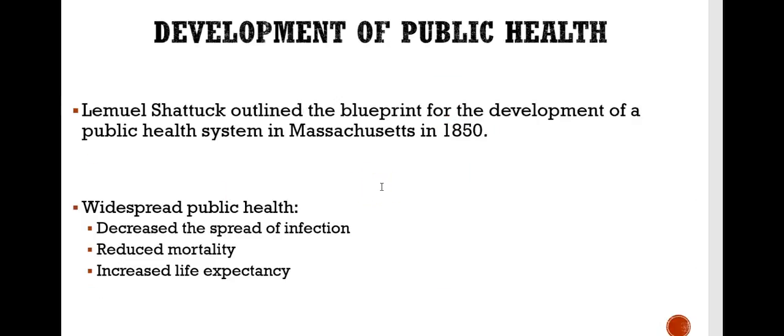All right, so in this slide, we're touching on the same topic. Lemuel Shattuck, whom we had touched on very briefly in the last chapter, chapter 2, outlined the blueprint for the development of the public health system in Massachusetts in 1850. So widespread public health decreased the spread of infection, reduced mortality, and increased life expectancy.